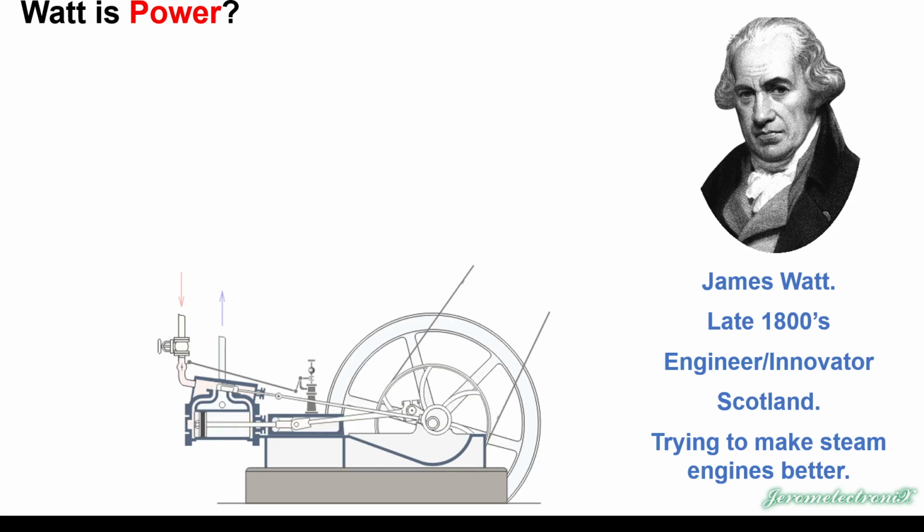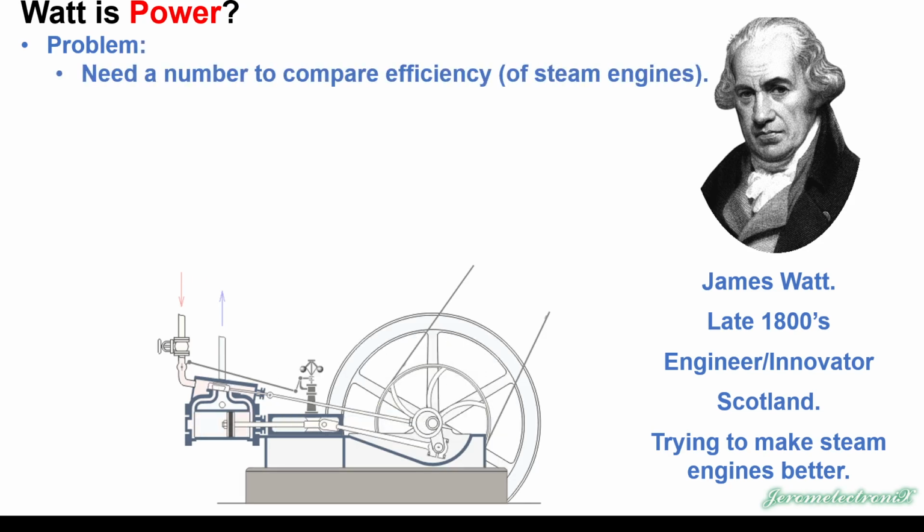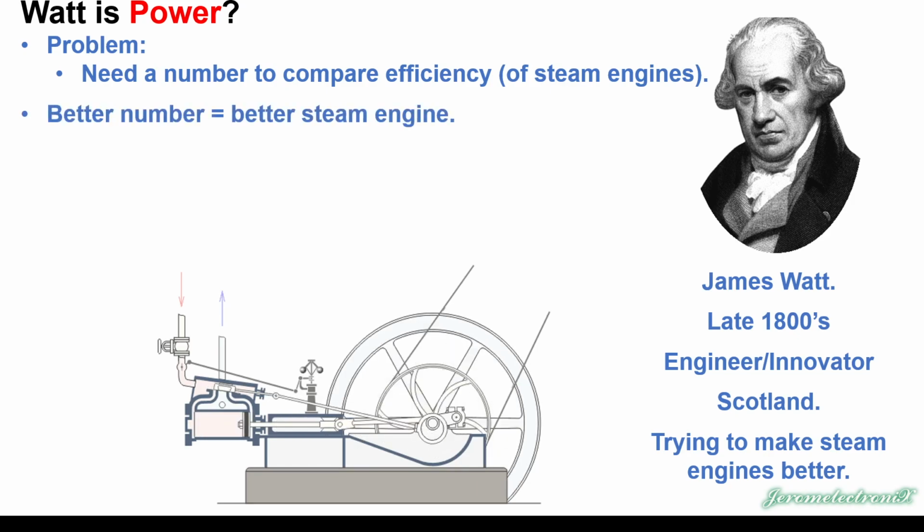But James Watt wanted to apply a number to a steam engine to talk about how efficient it was. And so once he had a number that indicated the efficiency, an efficiency index, then he was going to work with steam engines and see if he could make one more and more and more efficient. So to get that number, he thought about it for a long time. He wanted a number to compare the efficiency of steam engines. A better number can lead to a better steam engine.